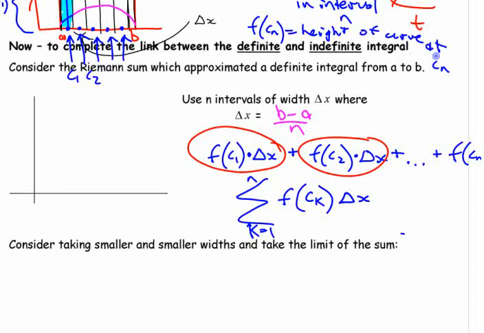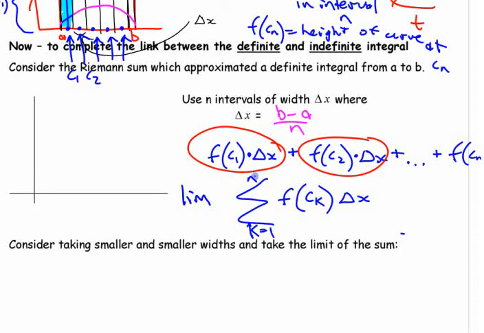Okay, but now if we want it to be the actual area of this curve, what is that? If you want the actual area now, what do you have to do to this? We need the limit of this as what happens?